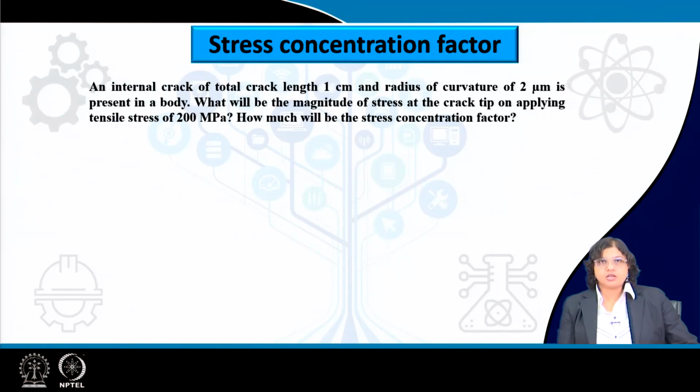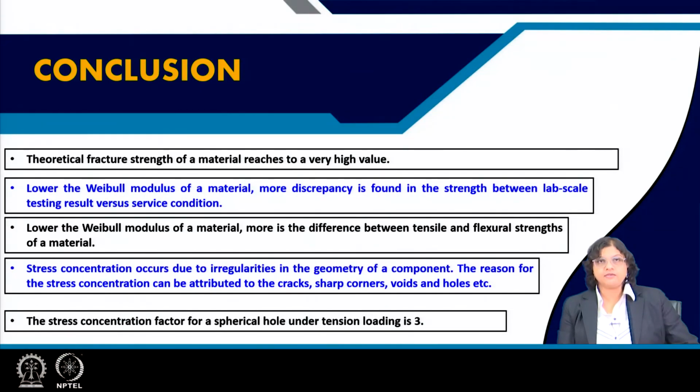So, this is what we have, and coming to the conclusion, the theoretical fracture strength of a material reaches a very high value that we have seen, which is hardly obtained in practice. In the numerical problem that we have solved, we have seen a theoretical value as high as 2.7 gigapascal. And the lower the Weibull modulus of a material, the more discrepancy is found in the strength between the lab scale or the actual service condition, or between the tensile and the flexural strength of a material.